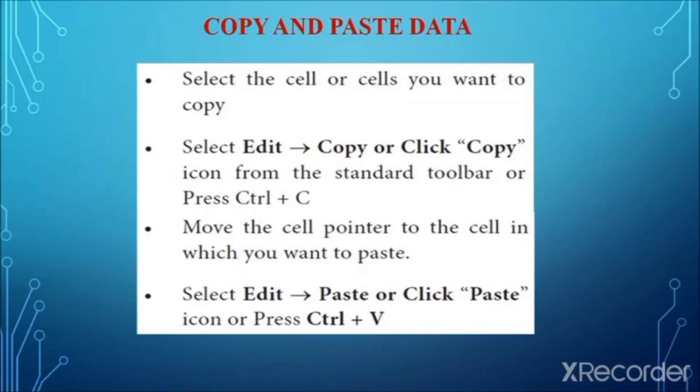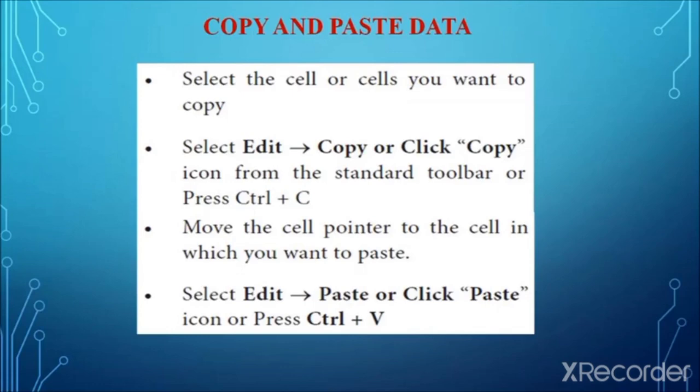Under that, the first is copy and paste data. So how to copy and paste data? The same procedure that we follow in OpenOffice Writer can be followed in OpenOffice Calc also. The only difference is, there in OpenOffice Writer you will have a plain text document, here you will have various cells, various groups of cells. So this is the main difference.